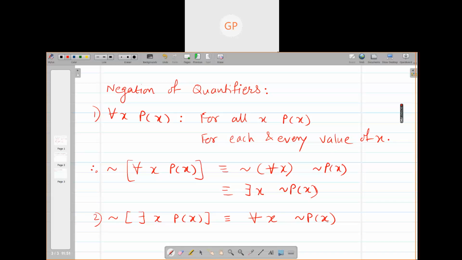Have you written this? Yes, ma'am. Yes, ma'am, so the negation of for all x is the opposite of x, is that right? Don't say a. It is not a. It is the for all symbol. The negation of the for all symbol is there exists. And the negation of there exists is for all.